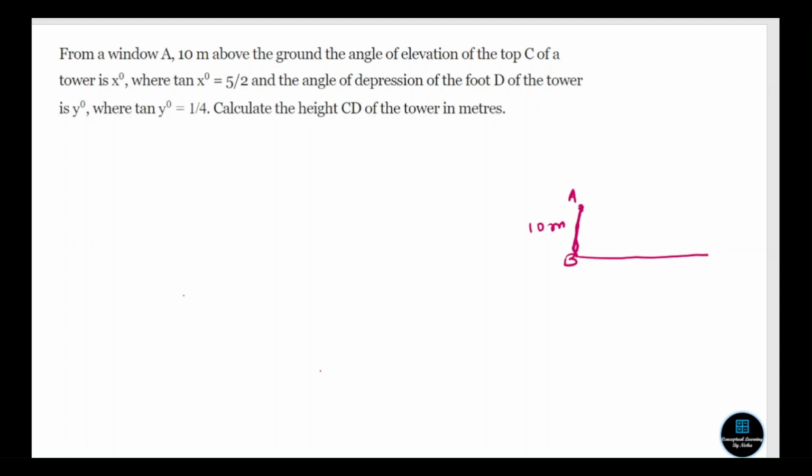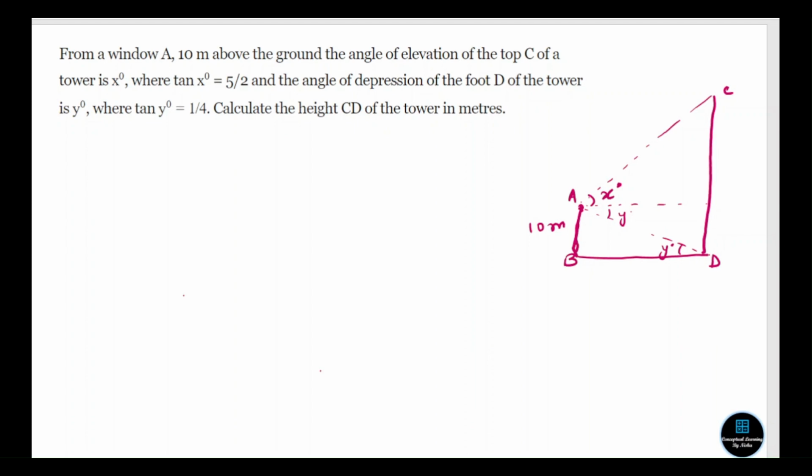And now the tower is here. This is the tower CD. Now when the observer looks at the top of the tower, the angle of elevation is x degree. This is x degree. And when the observer looks at the bottom of the tower, the foot D, the angle of depression is y degree. So this is also y degree, correct? Now we have to find the height of the tower, correct?